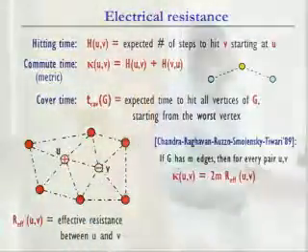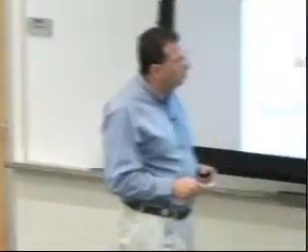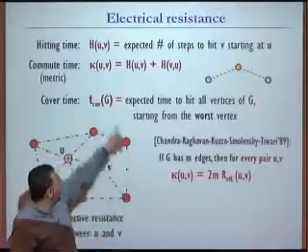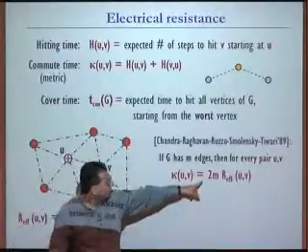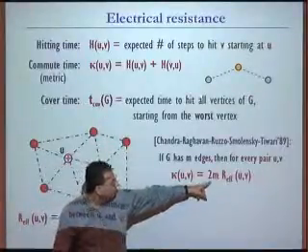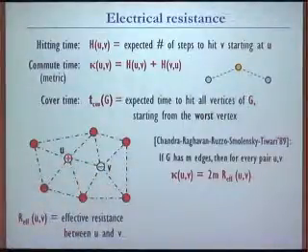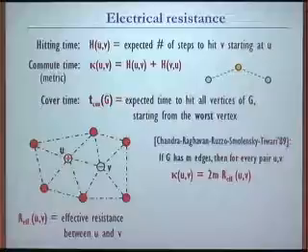Okay, and there's a connection between the effective resistance and the commute time. So remember, the commute time is to go from U to V and back, and the commute time is just equal to twice the number of edges times the effective resistance. So general and very convenient formula. So the number of edges in the whole graph.